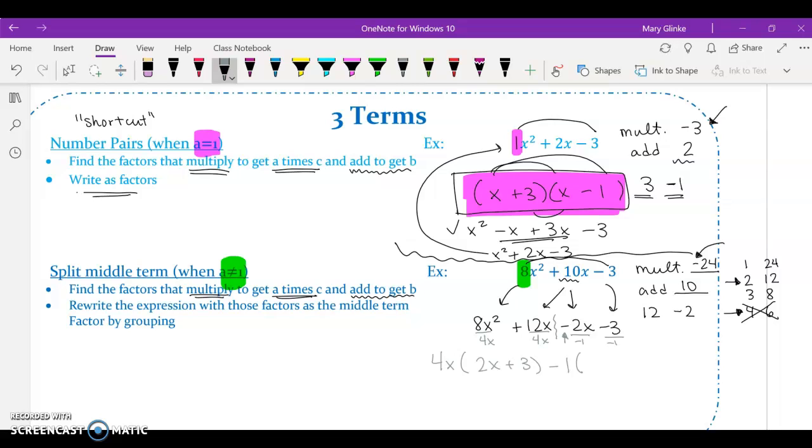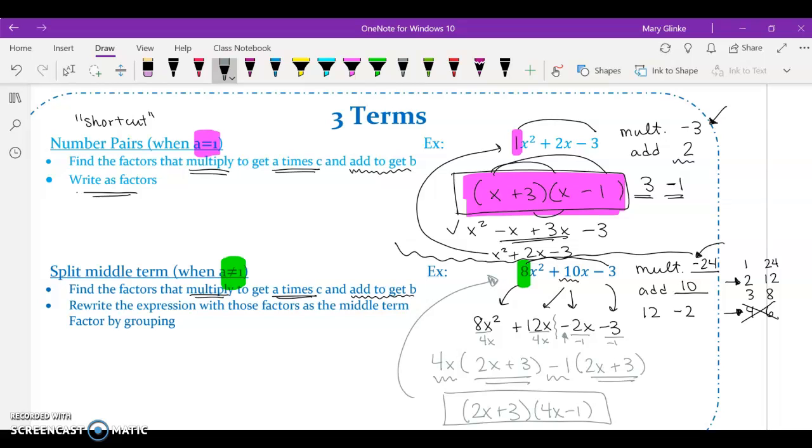Negative 2x divided by negative 1 becomes a positive 2x, and negative 3 divided by negative 1 becomes a positive 3. Now my parentheses are the same, so I get 2x plus 3, and then 4x minus 1. Again, you can feel free to check your answer by distributing this. You should end up with exactly what you started with.